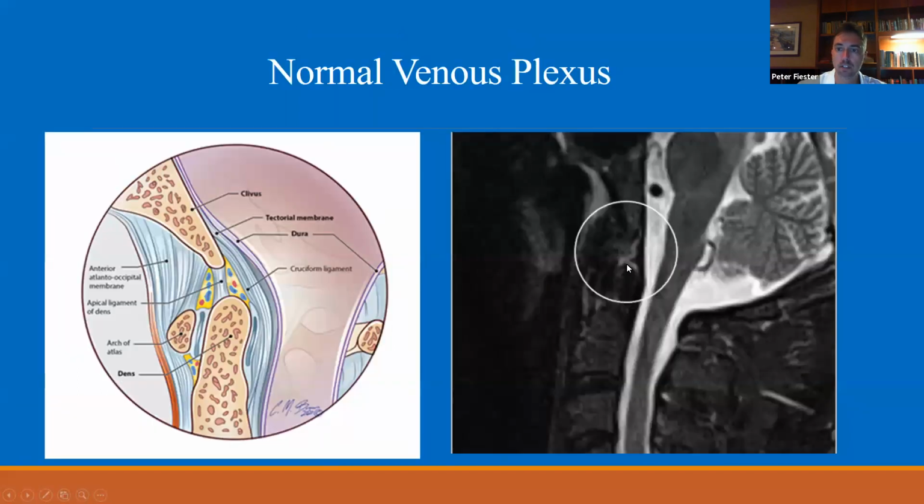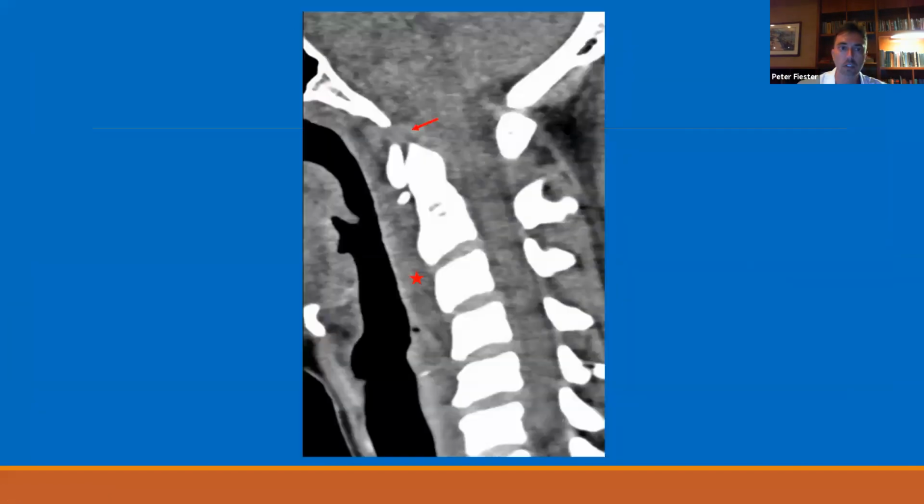And sometimes you get bright signal on a STIR sequence because when you suppress the fat on a STIR sequence, all the veins stay bright, and there's a little venous plexus up here. So you can get this bright signal. But I just included that case so you could see that, use soft tissue windows too on CT.